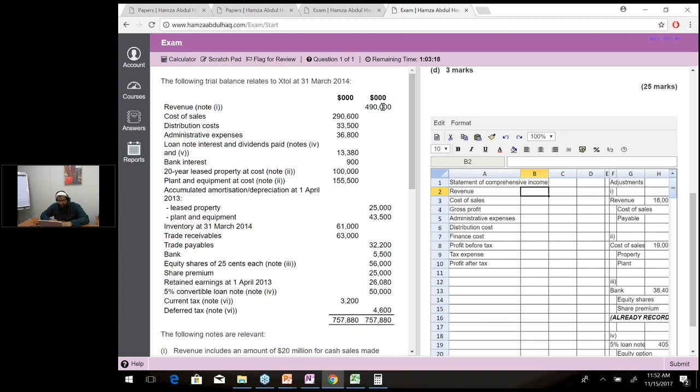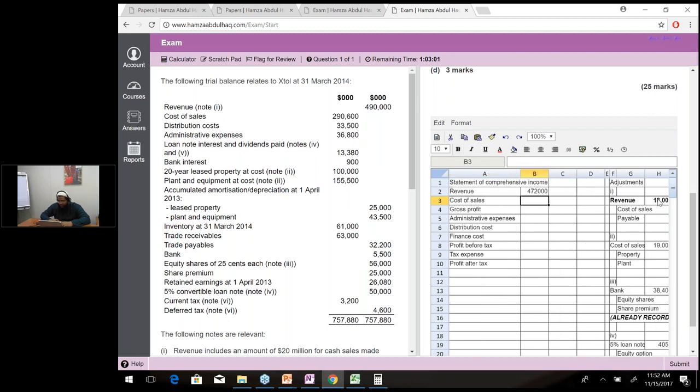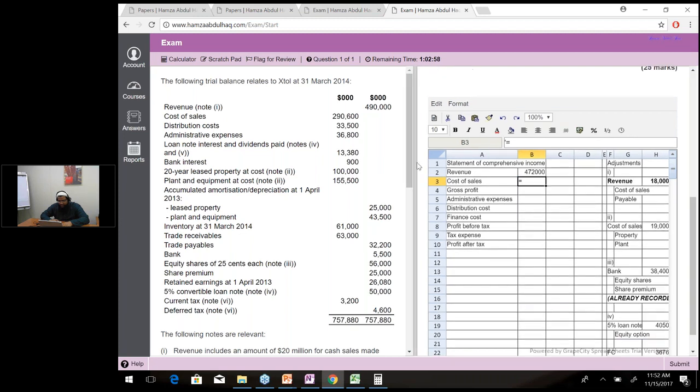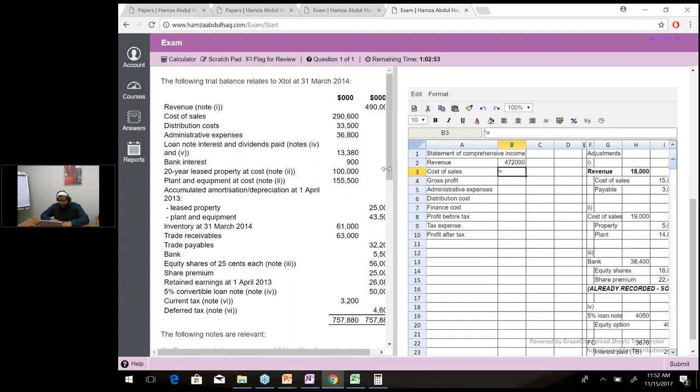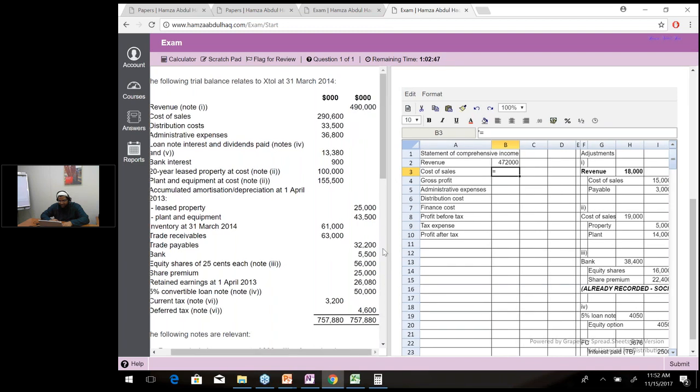So if I write down the revenue from the question, it was actually $490,000 minus we have debited revenue by 18,000. So the corrected revenue is 472. I'm making this bold. And then the cost of sales written by the question is 290,600. I'm moving this a bit so that my Excel sheet enlarges. Adjusting this to get to know what impact is where.